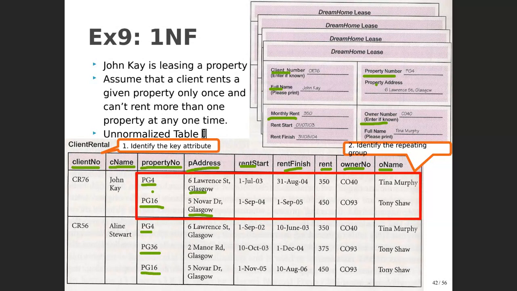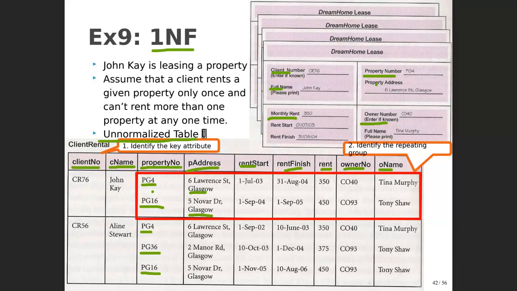Now, in the unnormalized table, we will number 1, identify the repeating groups. What will come next? Let's see the next step. Okay, so this is an example about the unnormalized table. Let's see how we can convert it to first normal form using both approaches.